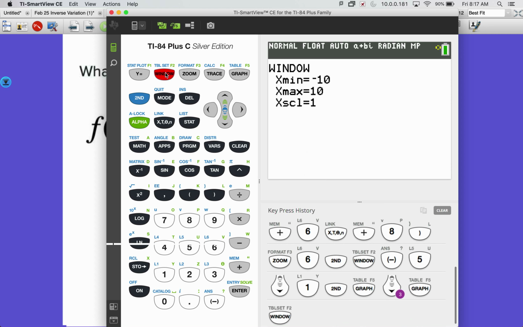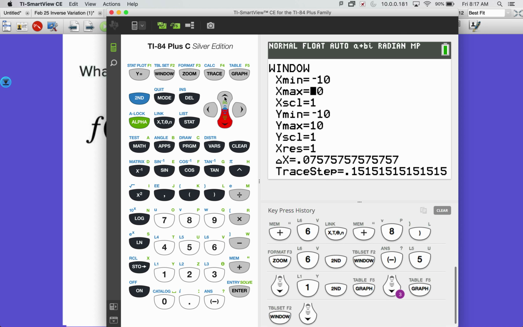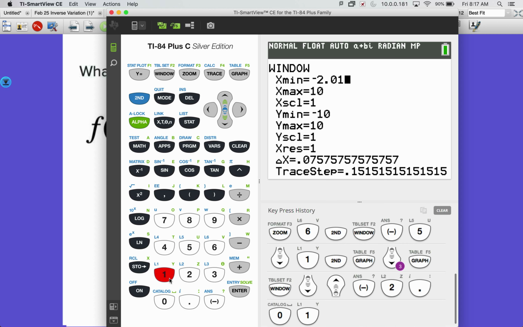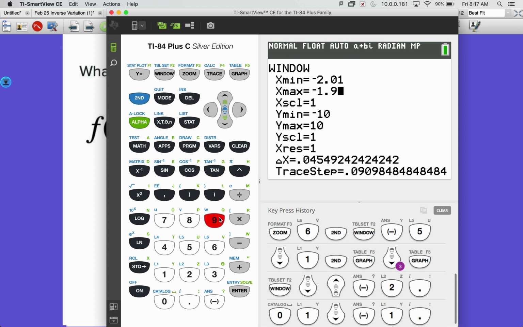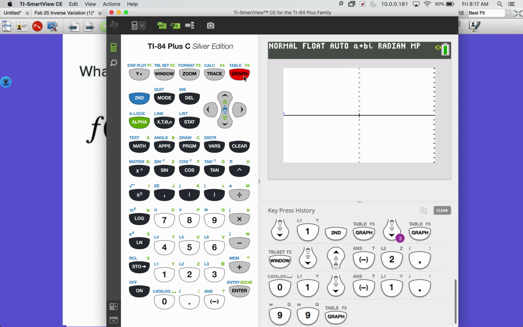If we want to really zoom in on that gap, we could change our window to go from maybe -2.01 to -1.99. Let's see if it actually shows us a gap if we zoom in that much. And yes, it does. You can actually see a small break in the blue line right there because at exactly that value, we cannot evaluate our function.